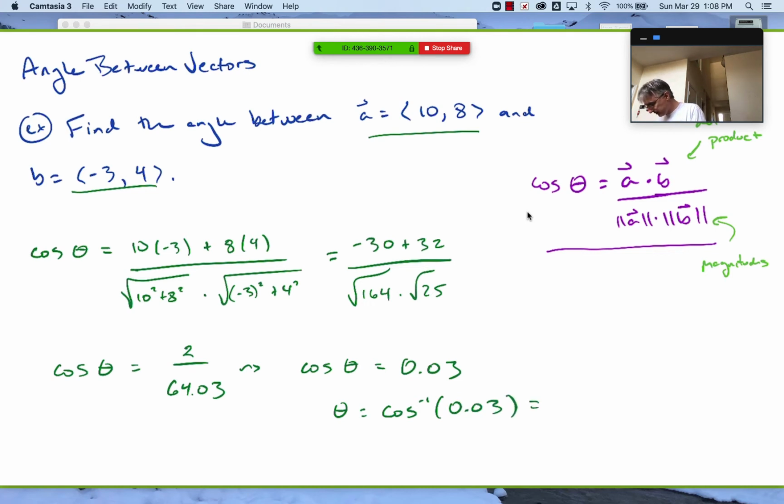And so to find theta, I'm going to say what is the inverse cosine of 0.03. And my calculator will tell me in degree mode, 88.2 degrees. And so that's the answer to this question.